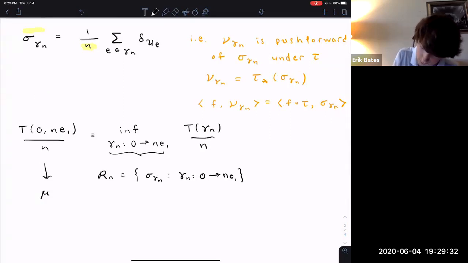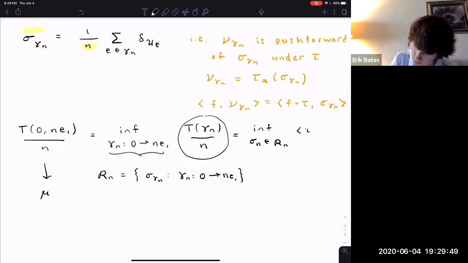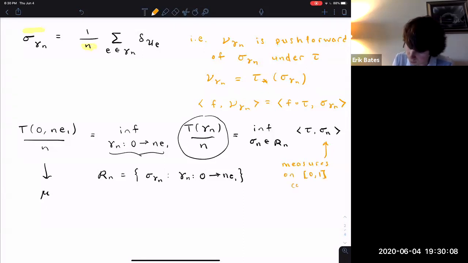And the reason I've done this is that I can re-express this variational expression for t by saying, well, let me take sigma n in Rn, and now rewriting this in our inner product notation, this is just tau sigma n. And here the main advantage that we've given ourselves, technically speaking, is that now these are measures on the unit interval, no longer on the half line, on the non-negative numbers. The key distinction being that this is now compact.